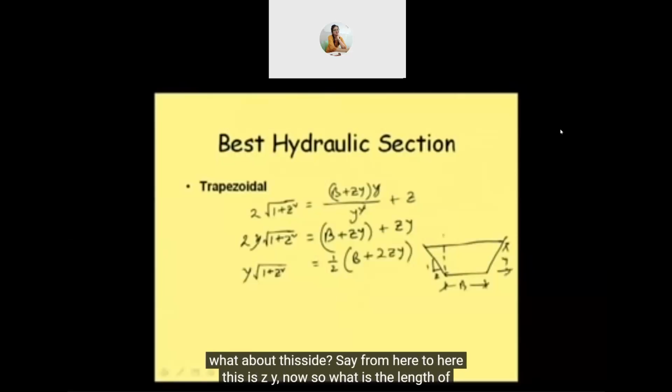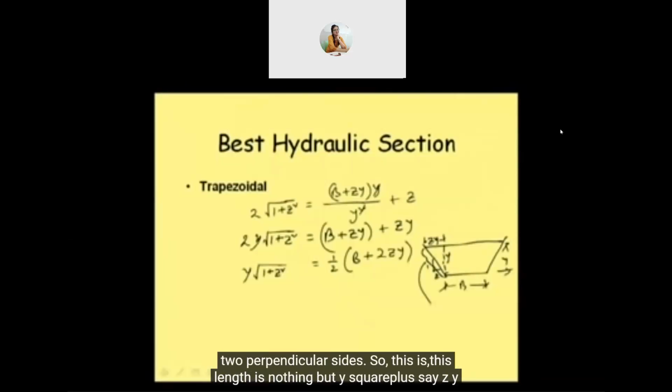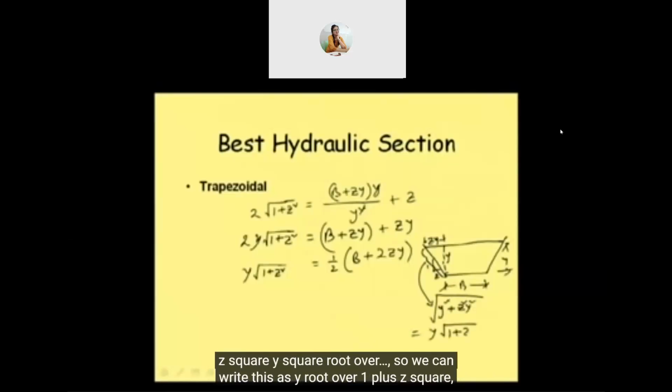So what about this side? Say from here to here, this is zy. Now, what is the length of this side? If this is y, this is zy, then it will be root over, that is simply applying this square plus that square is equal to the diagonal, two perpendicular sides. So this length is nothing but root over y square plus z square y square. So we can write this as y root over 1 plus z square. So this part is giving us the side length.